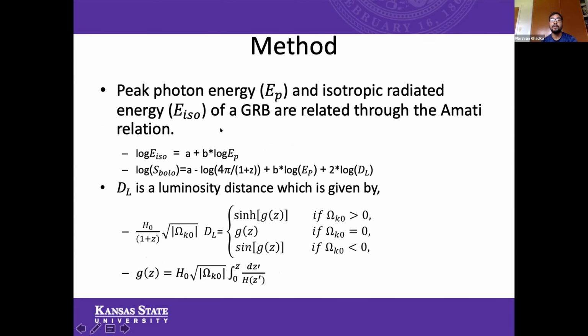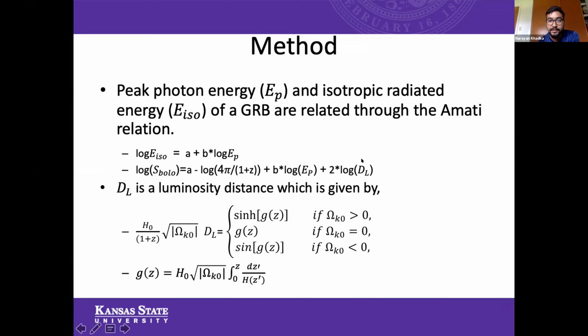For a GRB, the peak photon energy and isotropic radiated energy are related through the MRT relation. The MRT relation is given by this one here, log E_iso equals A plus B log E_p, where E_p is the peak photon energy and E_iso is the isotropic radiated energy. The isotropic radiated energy is calculated using the bolometric fluence, which is S_bolo. So if we convert this E_iso in terms of S_bolo, then our equation will be this here.